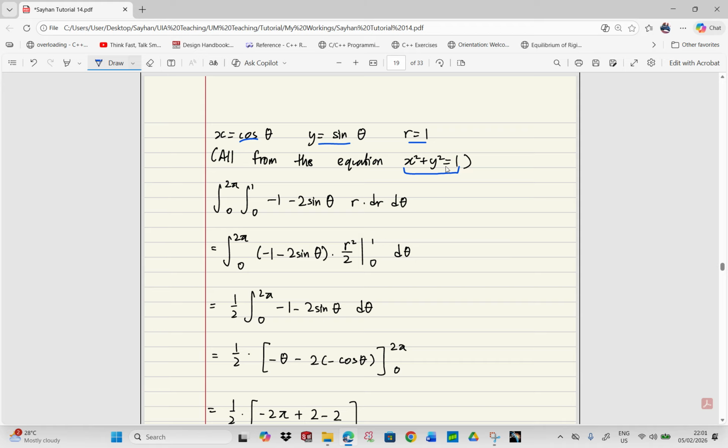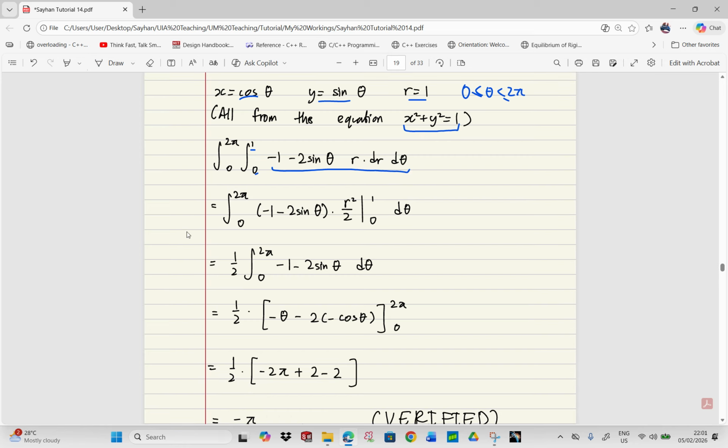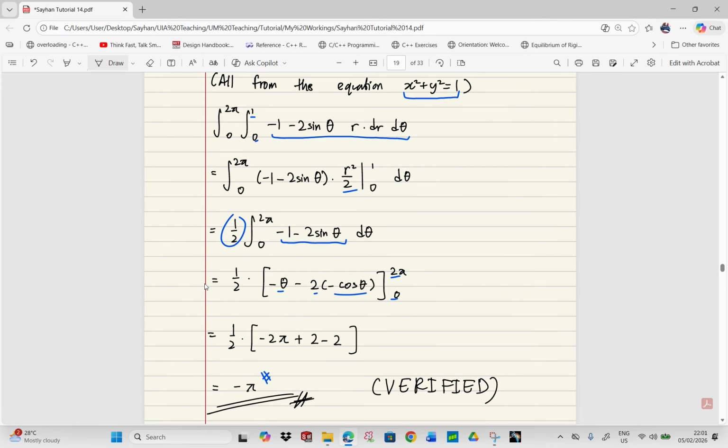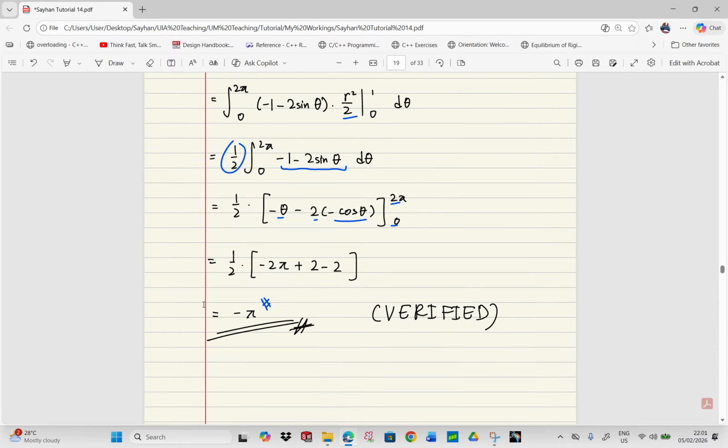Then we put the limits, because our theta is between 0 to 2 pi. Don't forget that, very important. Then 1 and 0, you do the integration. We integrate with respect to r, which just gives us a half, a constant you can take out. Then you do the integration with respect to theta, which is negative theta minus 2, negative cosine theta. You put 2 pi and 0, and eventually you get negative pi. So it's verified: the left hand side and right hand side give you the same answer.